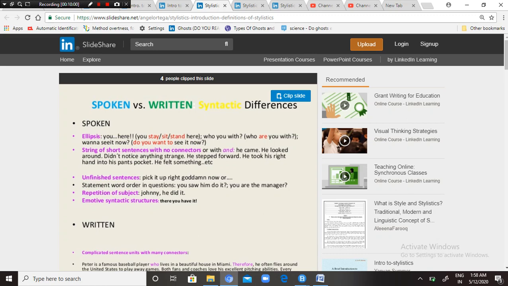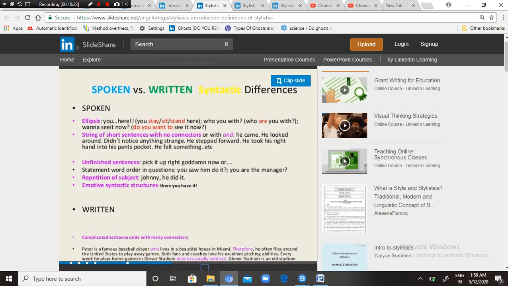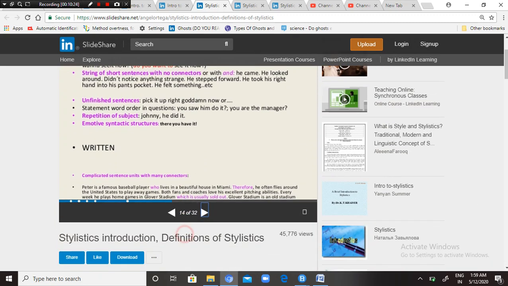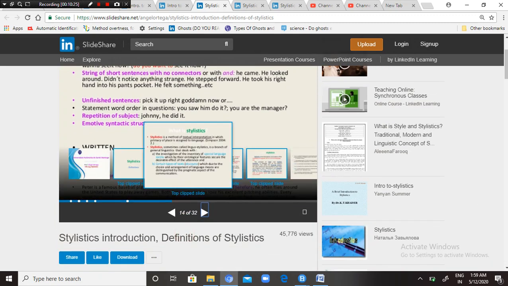Unfinished sentences, pick it up right. Grammatical statements for order to questions: you say him to do it, you are a manager. Repetition of a subject: John, he did it. Emotive syntactic structures: there you have it. And it is included in the spoken. And now we are reading written.